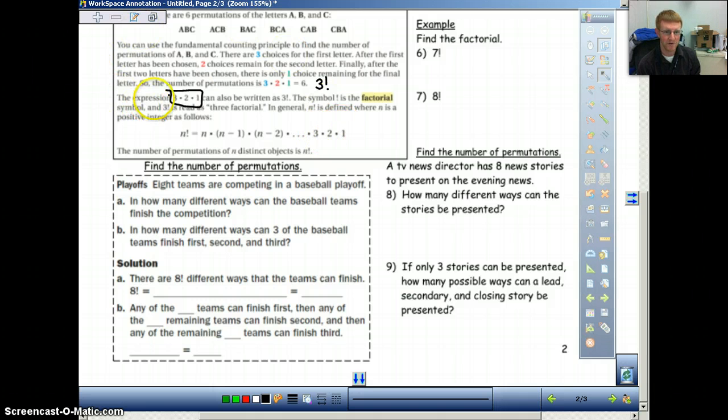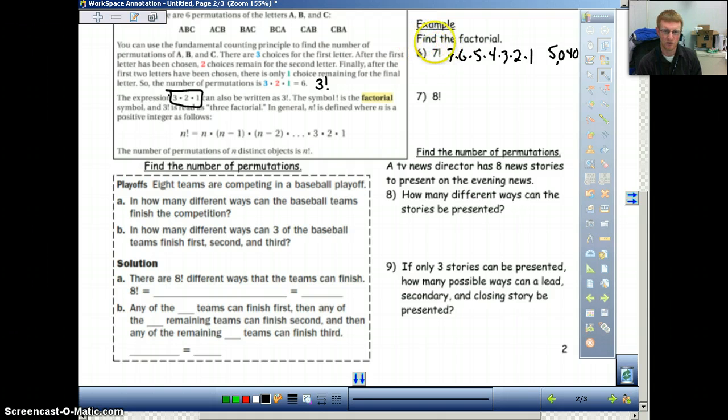So if I had 5 factorial, it would be 5 times 4 times 3 all the way until you get to 1. So these examples over here real quick, 7 factorial is 7 times 6 times 5 times 4 times 3 times 2 times 1, and you just multiply that out and you get 5,040. And then if you were to do 8 factorial, that would be 8 times 7 times 6 times 5 times 4 times 3 times 2 times 1.